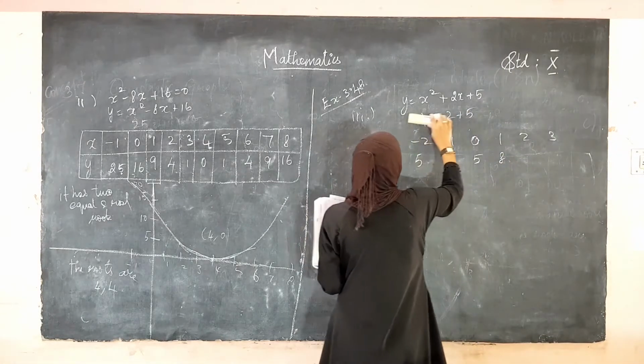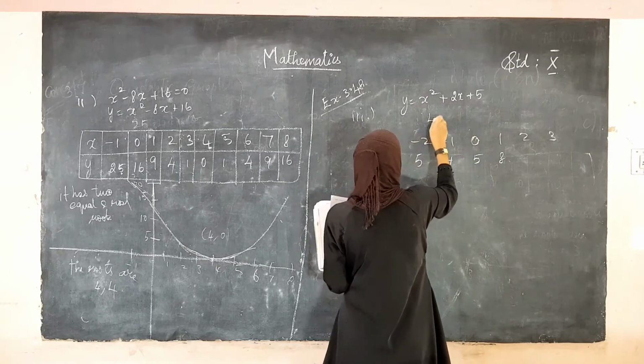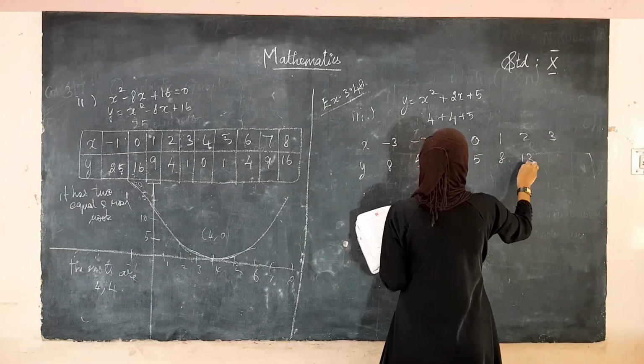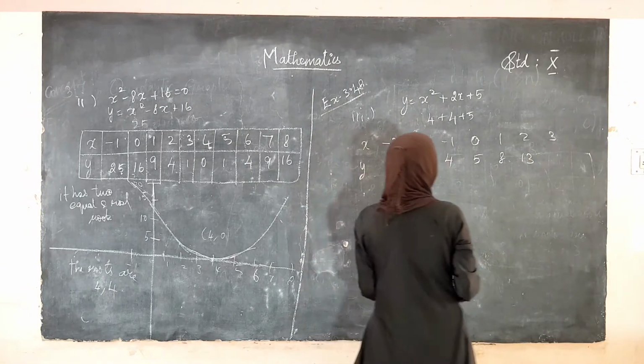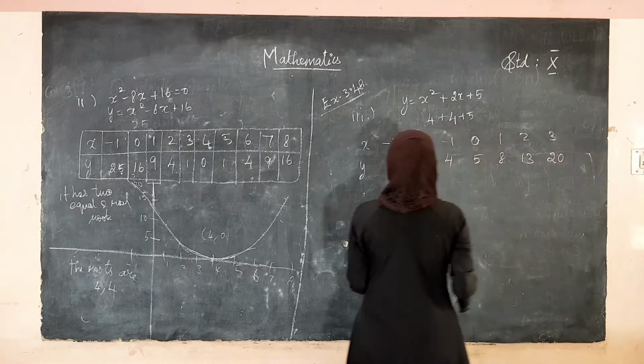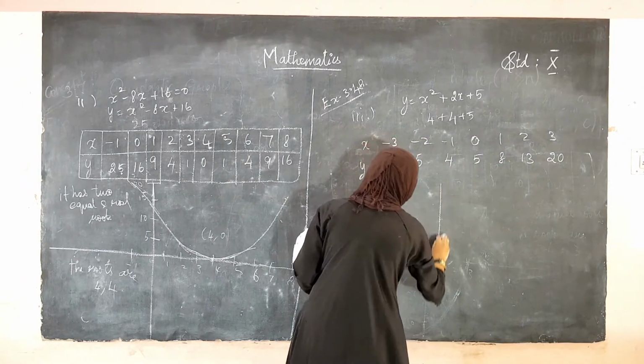And again for 2: 4 plus 4 plus 5, which is 13. And again for 3 you will get 20. Shall we draw the diagram?